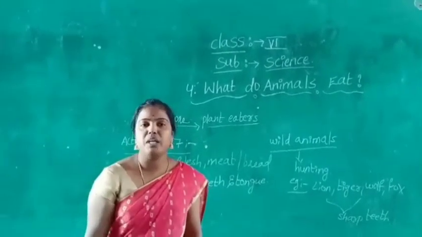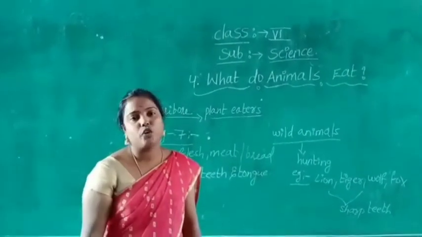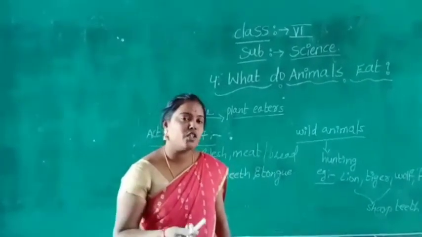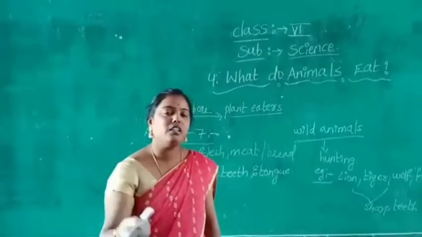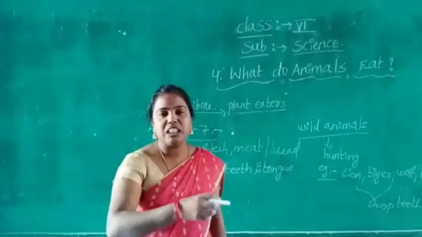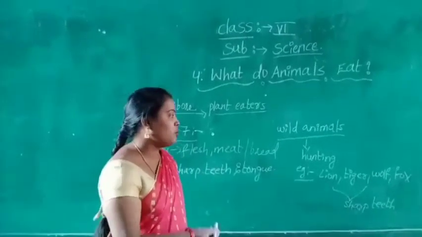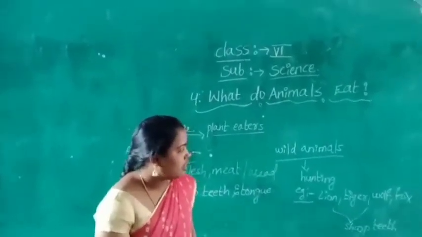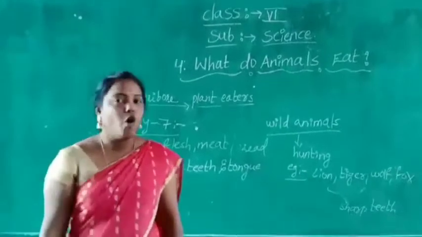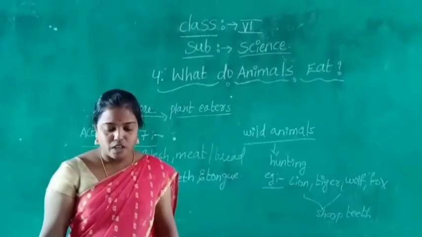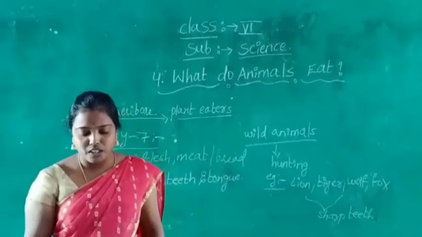Okay, the wild animals hunt food because they have very sharp teeth. By using sharp teeth, they hunt other animals and tear the flesh from the other animals. What are the examples of wild animals? Lion, tiger, wolf, fox, etc., which we will observe in the forest.